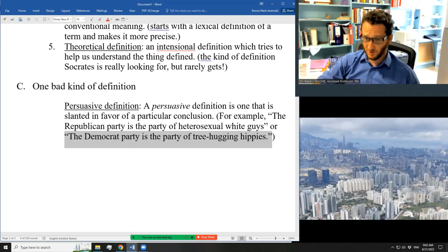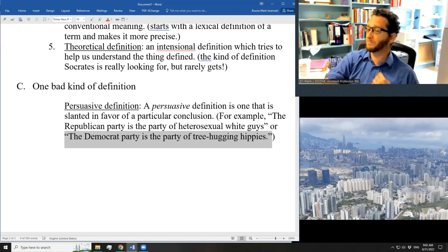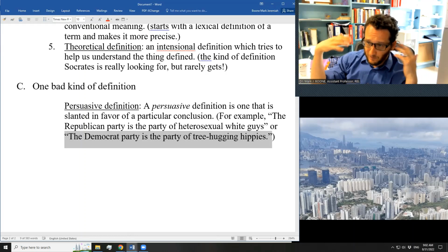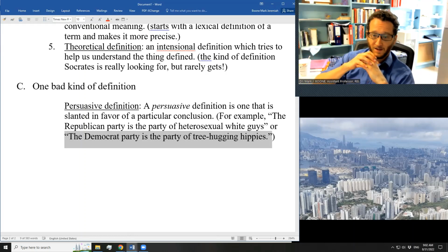So these appear to be persuasive definitions. They seem to be slanted in favor of a particular conclusion. If you just define a whole perspective or point of view or group of people in such a way that your very definition forces a particular conclusion, then you're probably doing it wrongly.